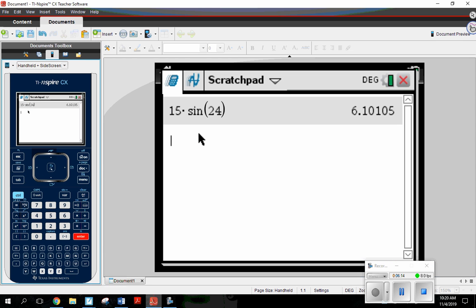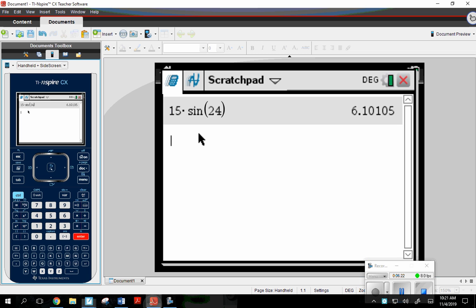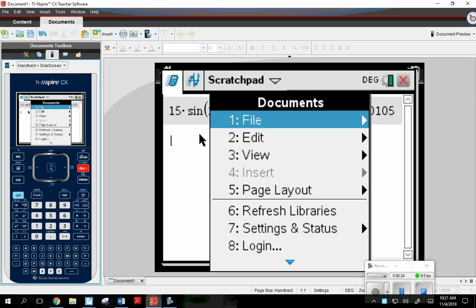So let's see here. Let me go ahead and get rid of that. Oh, it is not letting me do that right now. So let me try this one very quickly. Go back over here. There we go. Now let's try it. Document B.